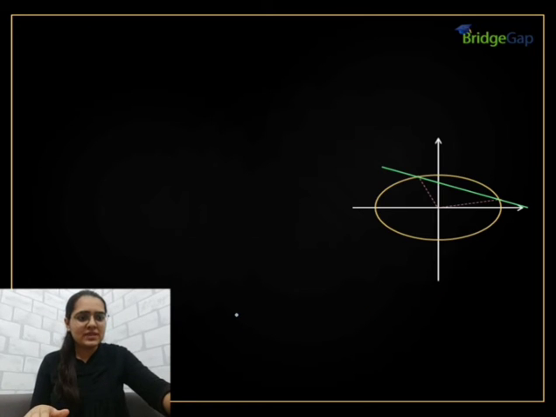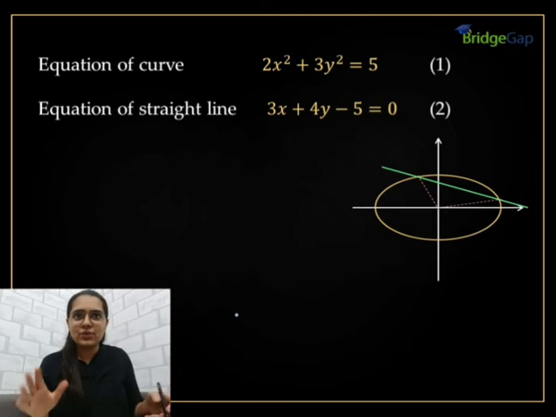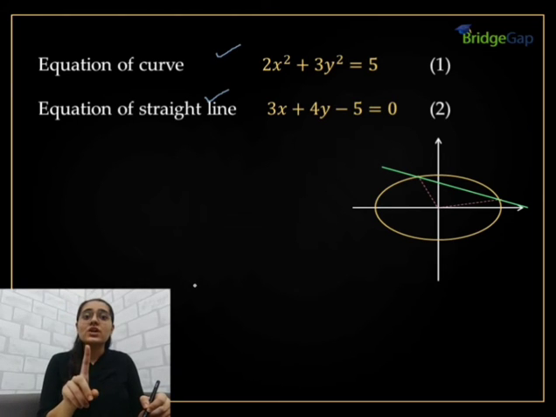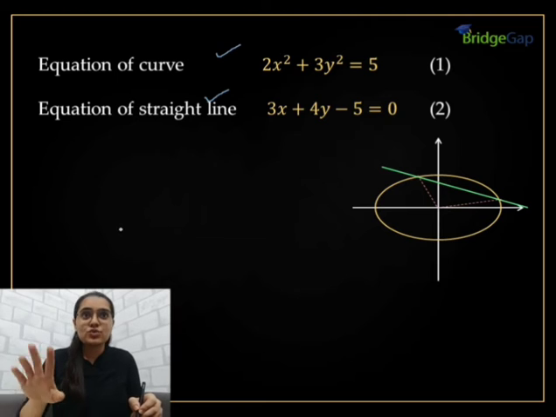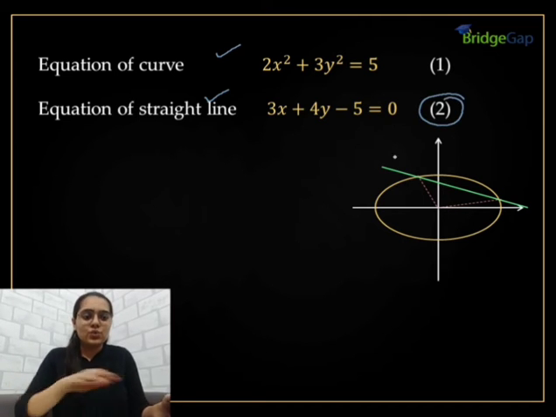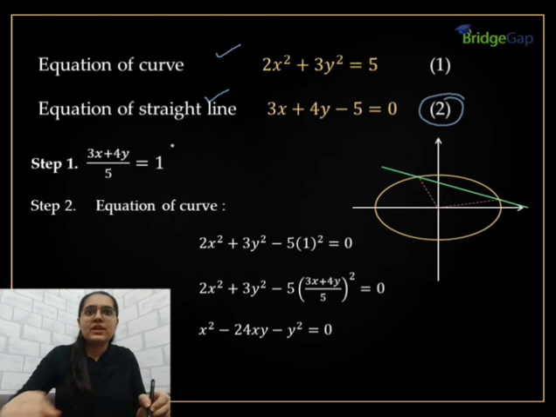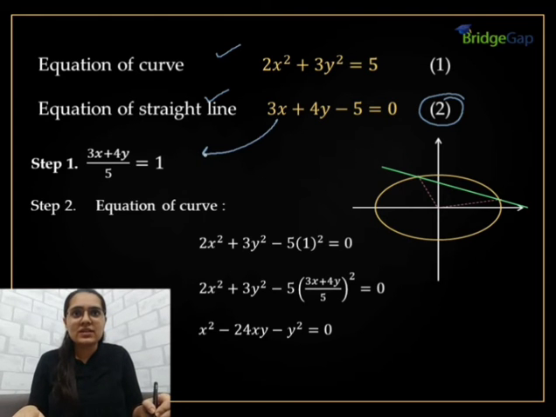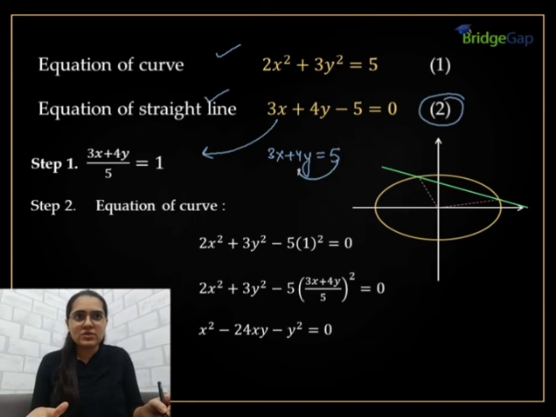So let's see. This is our diagram, and we write the equation of the curve and the equation of the line. So what was our first step? Our first step was to calculate the value of 1 using equation number 2. So we will calculate the value of 1. You see here this 3x plus 4y equals 5, and then the 5 comes into the denominator, you will get this value of 1.